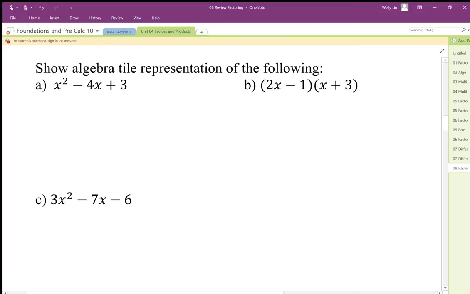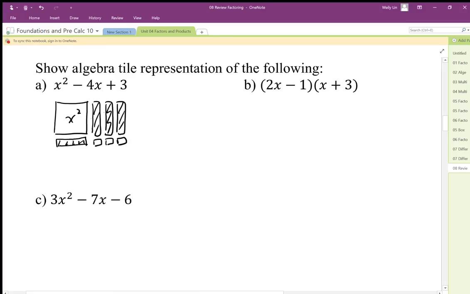It's important to be able to draw the algebra tile representations for these, and it doesn't ask to represent it in a rectangle, but since we are going to factor, it's good to be able to show the rectangle for these. So I'm going to draw my x squared, minus 4x's like this, and I'm going to put 1's here because I want to end up with a rectangle with 3 1's.